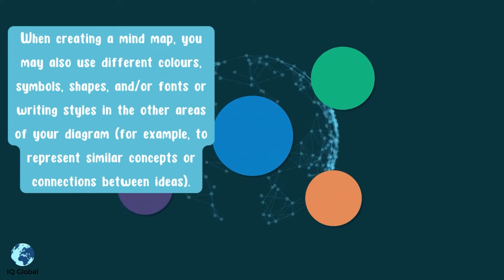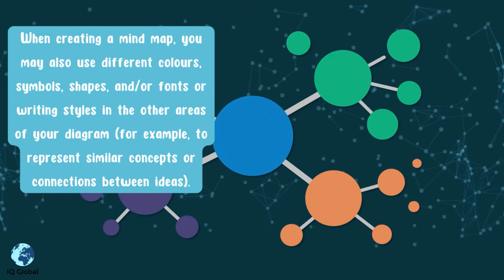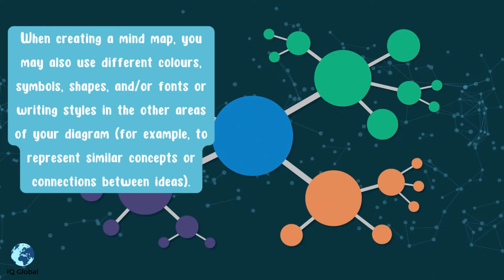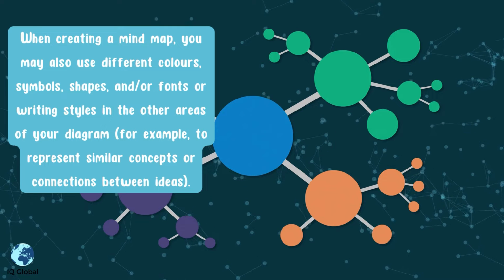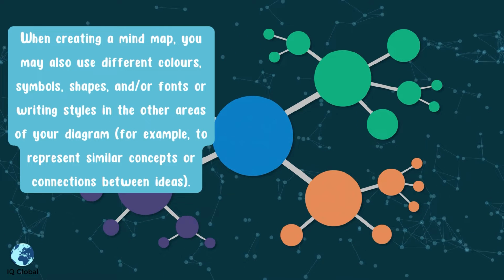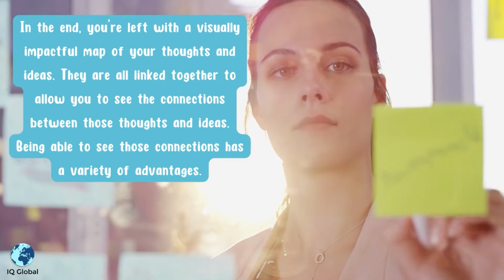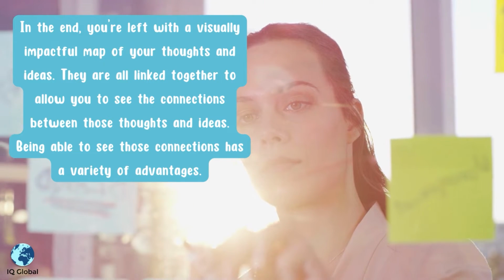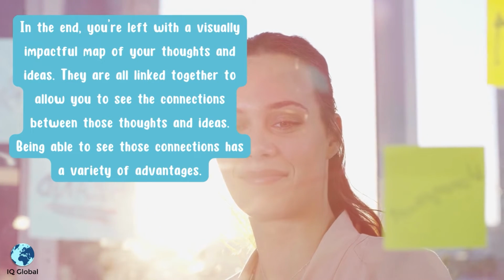When creating a mind map, you may also use different colors, symbols, shapes, and/or fonts, or writing styles in the other areas of your diagram. For example, to represent similar concepts or connections between ideas. In the end, you're left with a visually impactful map of your thoughts and ideas. They are all linked together to allow you to see the connections between those thoughts and ideas.